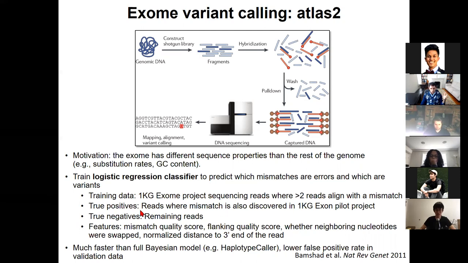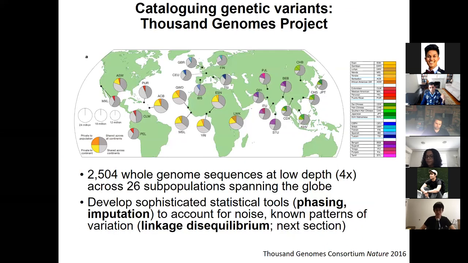And you can have a set of true positives, where the mismatch was also discovered in the exome pilot project, and the true negatives are your remaining reads. Then as features in this classification framework, you have your mismatch quality scores, your flanking quality score, whether the neighboring nucleotides were swapped, and a normalization of the distance to the 3' end of the read, where the quality usually drops. This particular exome variant caller is much, much faster than the full Bayesian model, and it has a lower false positive rate, and you can see more information here.